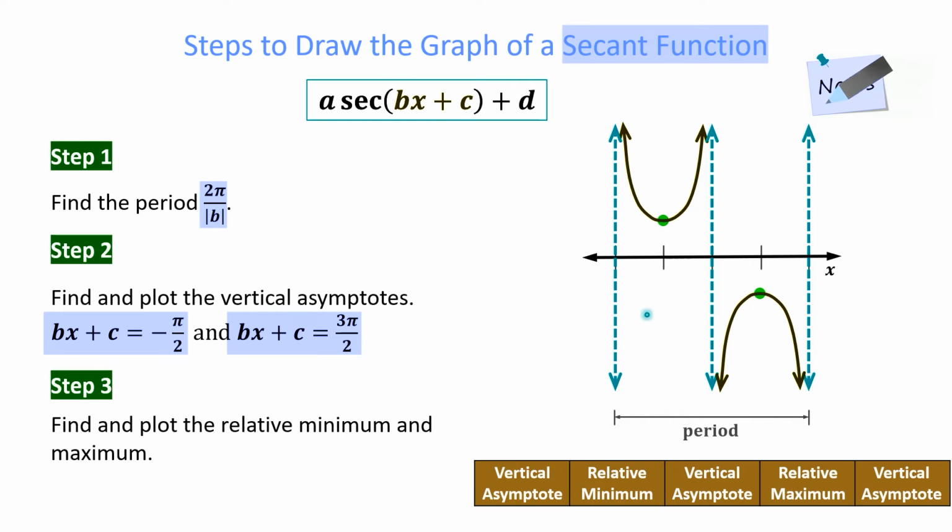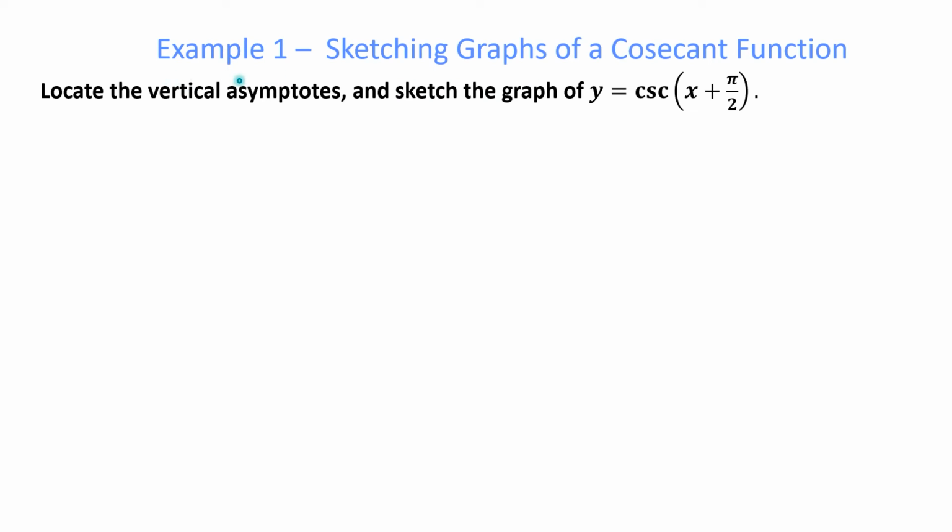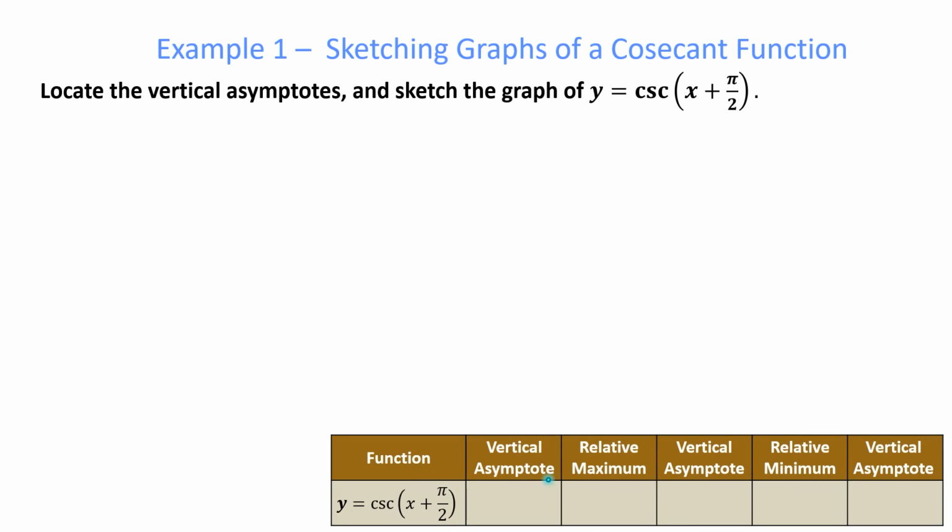And then once we have one cycle of the secant function complete, we draw another cycle on the right hand side and then one more cycle on the left hand side to complete the graph. So in example 1, we're asked to locate the vertical asymptotes and sketch the graph of this cosecant function here. Remember, we're looking for 5 key bits of information.